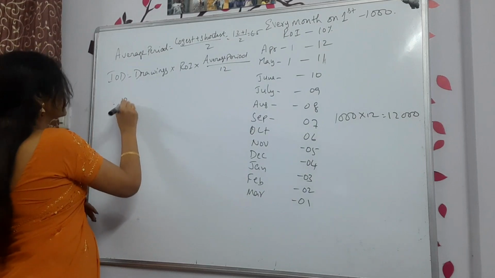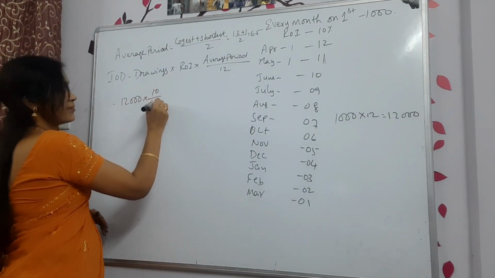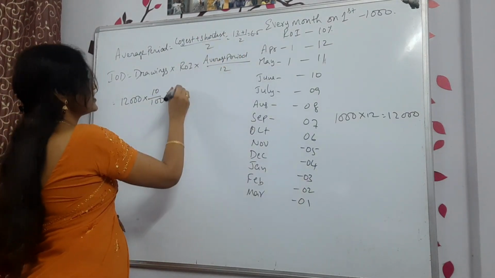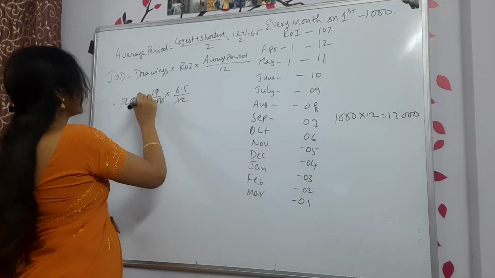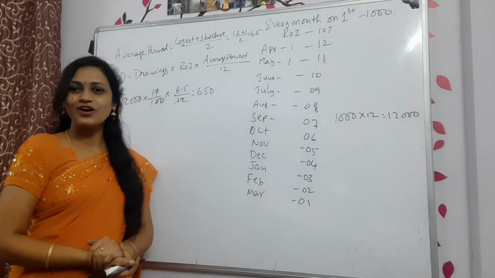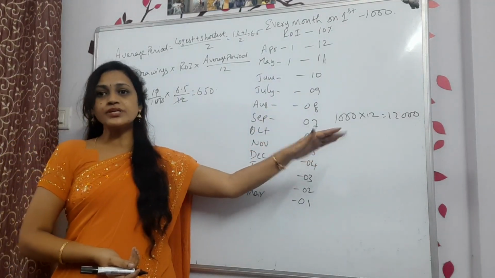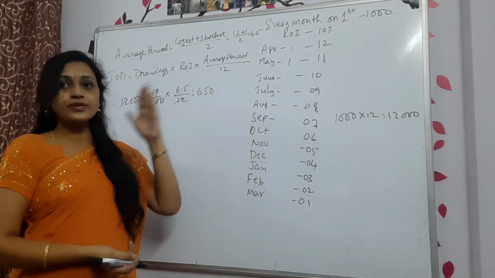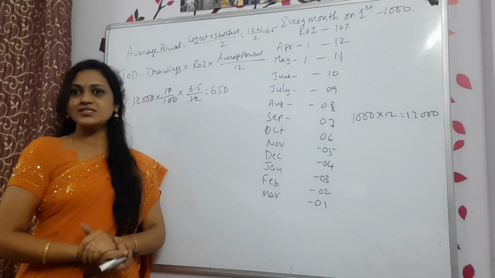So write down 12,000 into rate of interest 10 by 100, into the average period 6.5 divided by 12. So cancel. How much will you get? It will be 650. Per annum you are paying only 650. If you calculate directly 12,000 into 10%, we get 1,200. Where is 650 and where is 1,200? Have all of you understood the difference between both the methods?